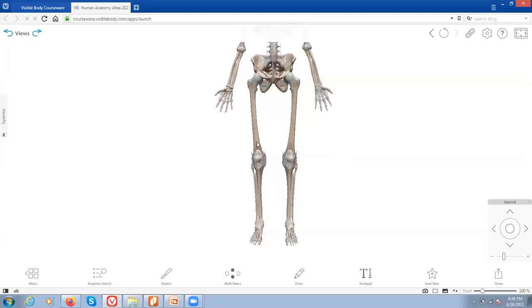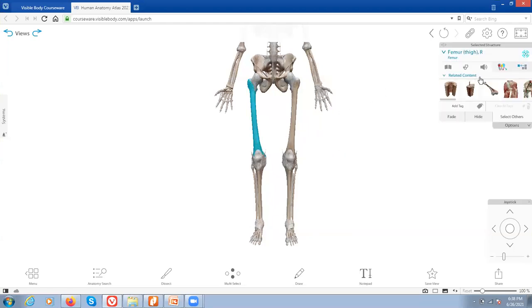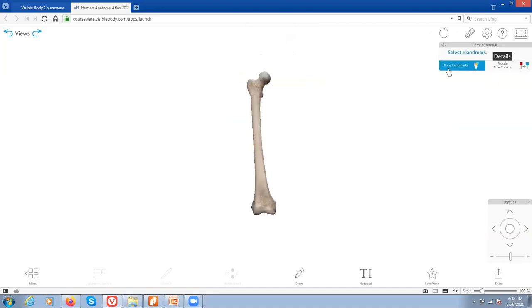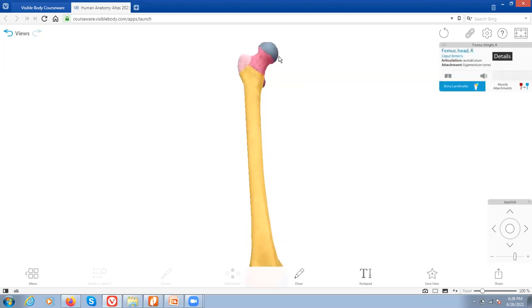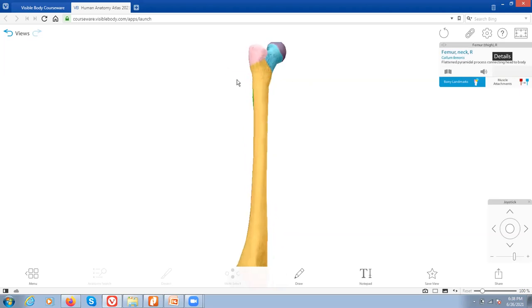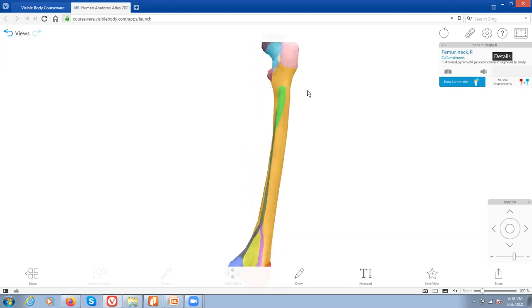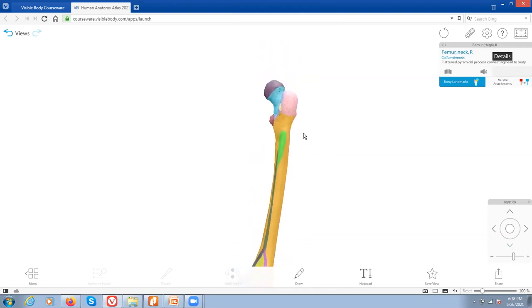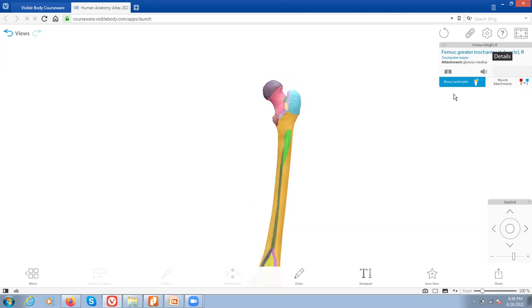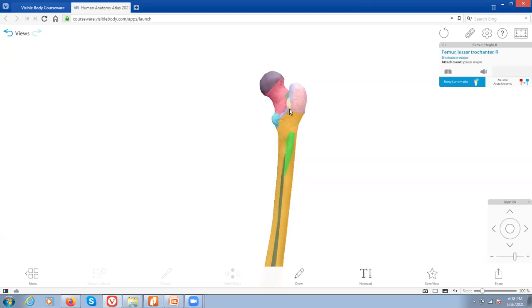Taking a look at the legs, let's first isolate this femur. We've got a lot of similar features. We do have the head of the femur followed by the neck directly below it. And then we do have 2 large bumps right here. The larger bump is called the greater trochanter, and the smaller bump is called the lesser trochanter. In between them, we have what is called the intertrochanteric crest.